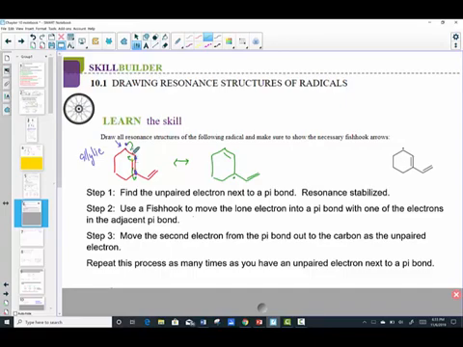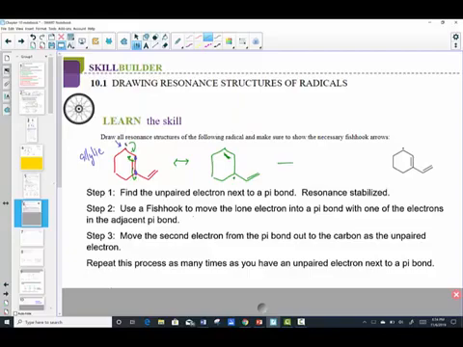Arrow number 1, take the lone electron and begin the formation of the pi bond. So arrow 1, let me make that a little bit neater, a fishhook bringing it in. Arrow 2, break apart the pi bond and bring one electron to form this bond here, leaving the lone electron on the allylic position of the new pi bond.